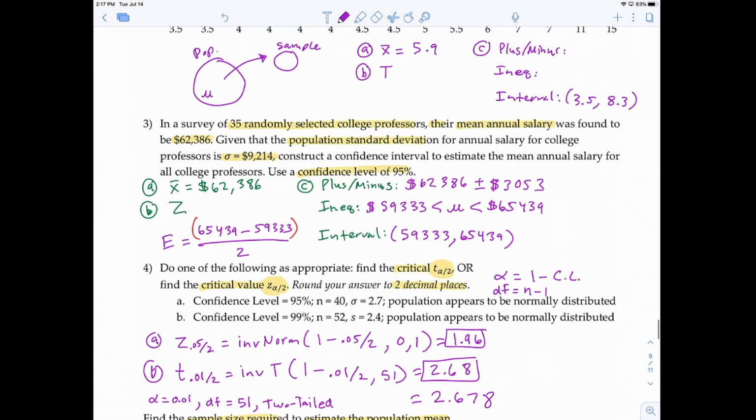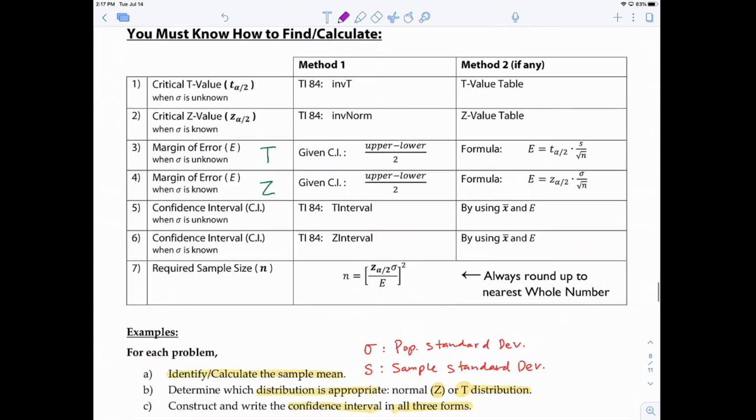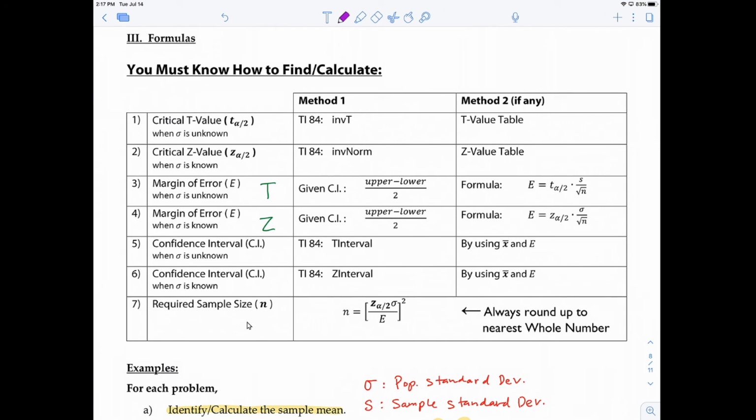Let's look at the table of values that we need to know how to calculate. These are the values you must know how to calculate. And here we're in required sample size. This is the formula for required sample size when we're trying to estimate a population mean. It's very important that you understand this is the formula for estimating a population mean. In the prior section, there were 2 different formulas for required sample size for population proportion. Those are different formulas used for proportions. This one is used for the mean.